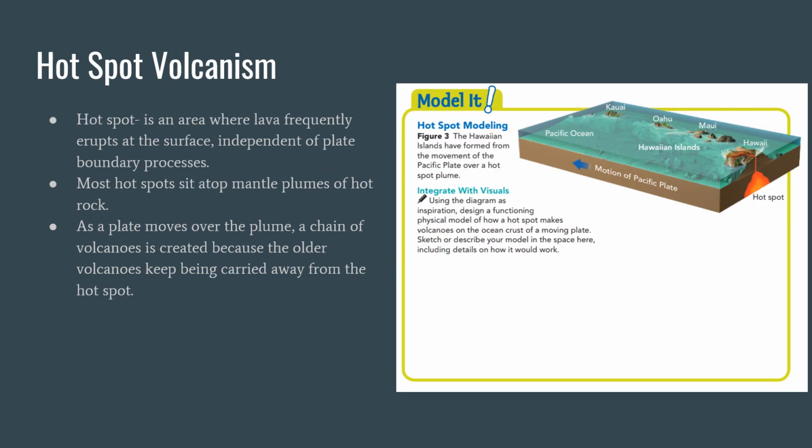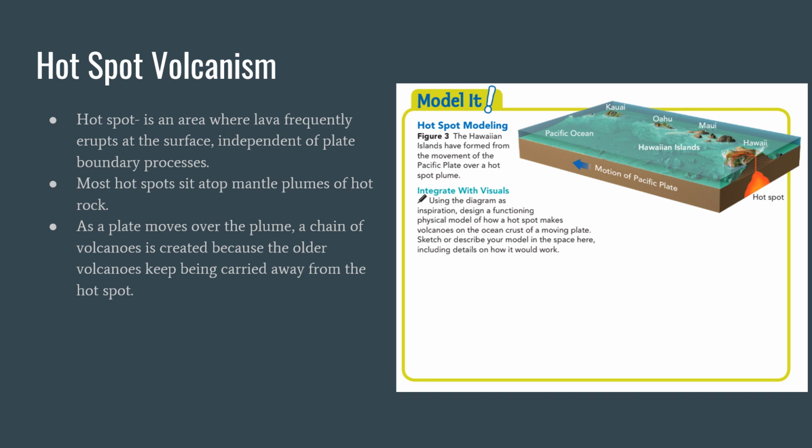Hotspot volcanism. So a hotspot is an area where lava frequently erupts at the surface, independent of plate boundary processes. Most hotspots sit atop mantle plumes of hot rock. As a plate moves over the plume, a chain of volcanoes is created because the older volcanoes keep being carried away from the hotspot. So here we have this modelet, the hotspot modeling.